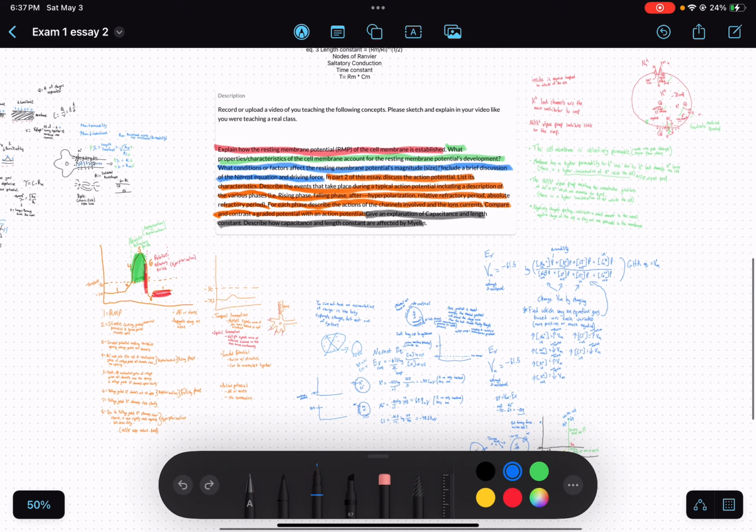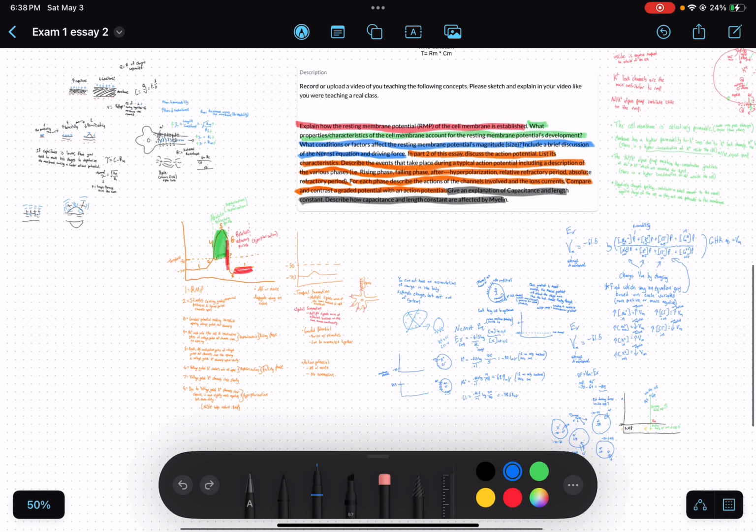Next thing we're going to do is discuss this third question. In part 2 of this essay, discuss the action potential. List its characteristics. Describe the events that take place during a typical action potential, including a description of the various phases: rising phase, falling phase, after hyperpolarization, relative refractory period, absolute refractory period, and for each phase describe the actions of the channel involved in the ions and the ion's currents. Compare and contrast a graded potential with an action potential.